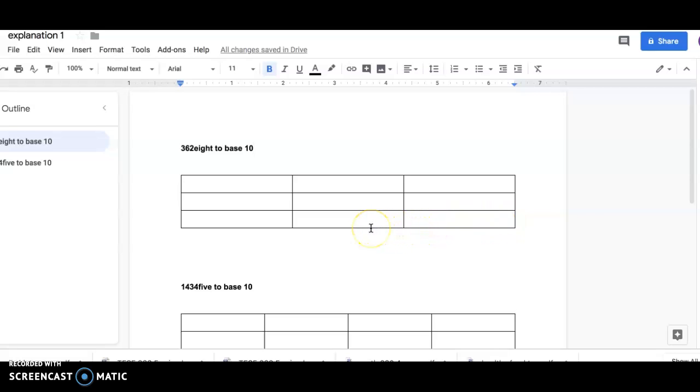In the bottom row, I'm going to write the digits of the number I'm converting: 3, 6, 2. In the row above that, I'm going to write the base number with its power, starting from the extreme right with 0. Since we are in base 8, we're going to have 8 to the 0 power. Then moving up, 8 to the first power, and then 8 to the second power.